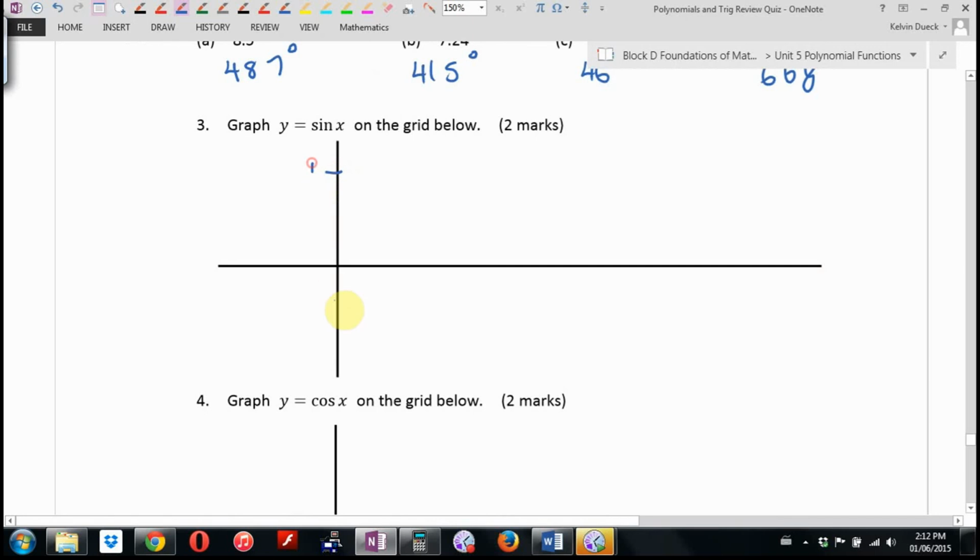Graph sine on the grid below. Sine has an amplitude of 1. So it goes as high as 1, as low as -1. Has a period of 2 pi, which means that'll be halfway, that'll be halfway to halfway. And sine starts in the middle and goes up to the top, to the middle, to the bottom, to the middle. There's a sine graph. If I was grading this for 2 marks, I'd probably give you a half mark for starting in the right place, a half mark for getting the amplitude right, half mark for getting the period right, and then a half mark for the shape going up.